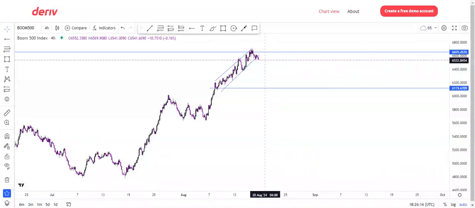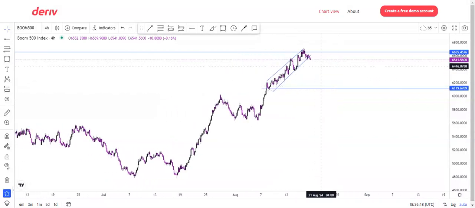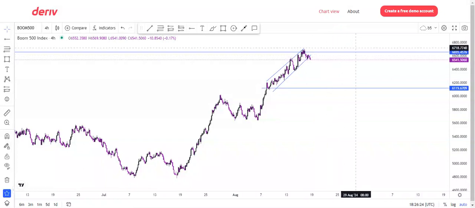But also, let's not be rigid. If we can break these highs and get a retest of these highs, we can also get some buys.